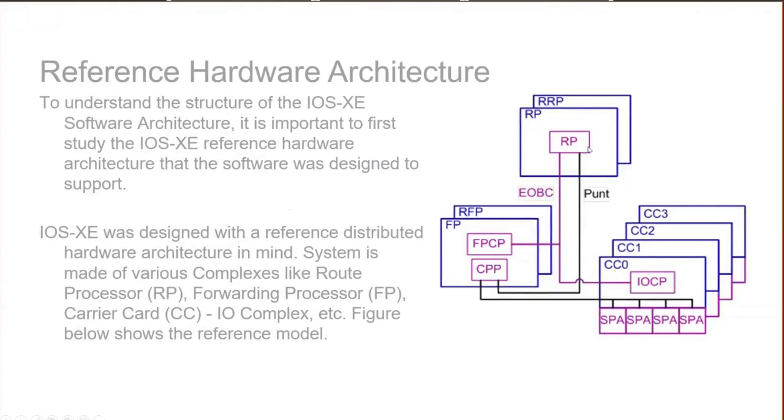So RP will be control plane, FP will be forwarding plane, and we have other SIP modules where the interfaces are connected for IO complexes. So the software will be independent on all these modules and distributed basically, and they'll be coordinating with each other over these EOBC links. And the punt, as I was telling, if the packet is being sent from FP to RP, it is called a punt.